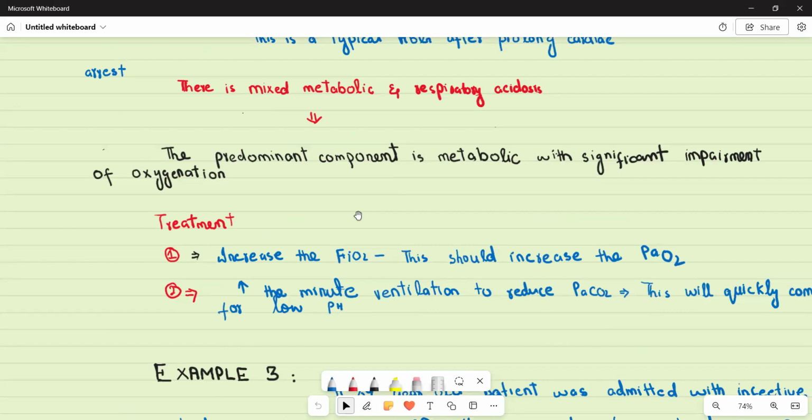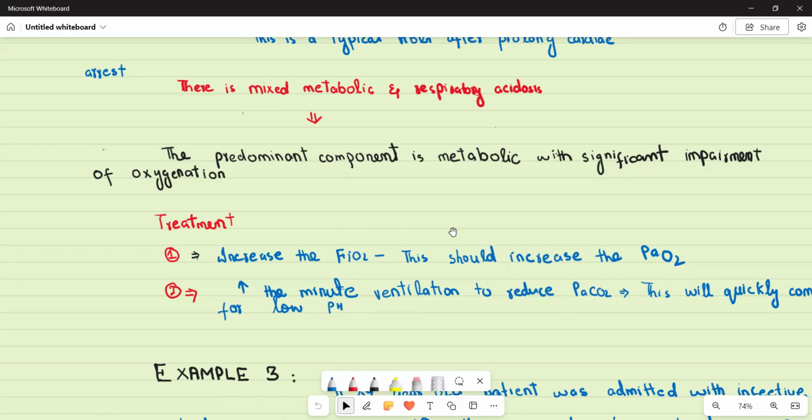So what we are going to do based on our conclusion, we are going to increase the minute ventilation for this patient. Because he's being ventilated, we are going to increase his respiratory rate, and this will help him to quickly exhale the carbon dioxide.